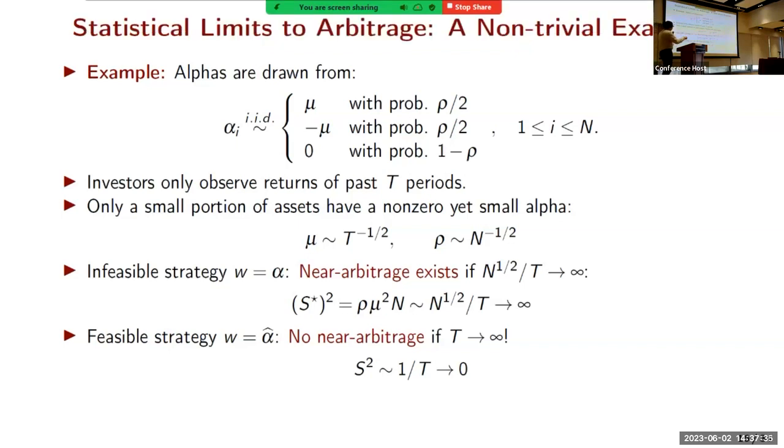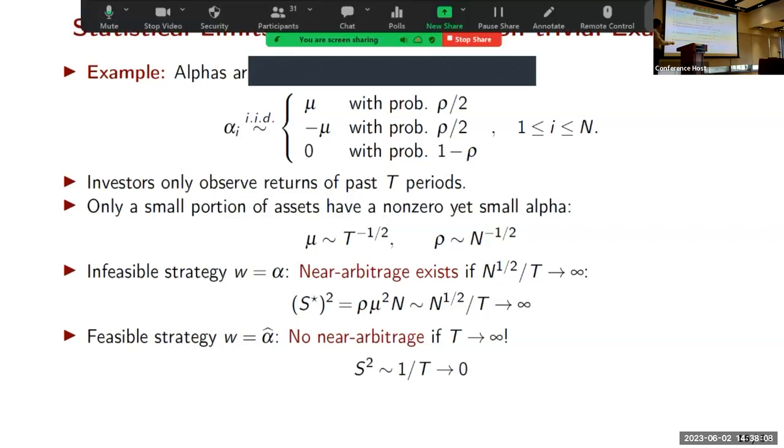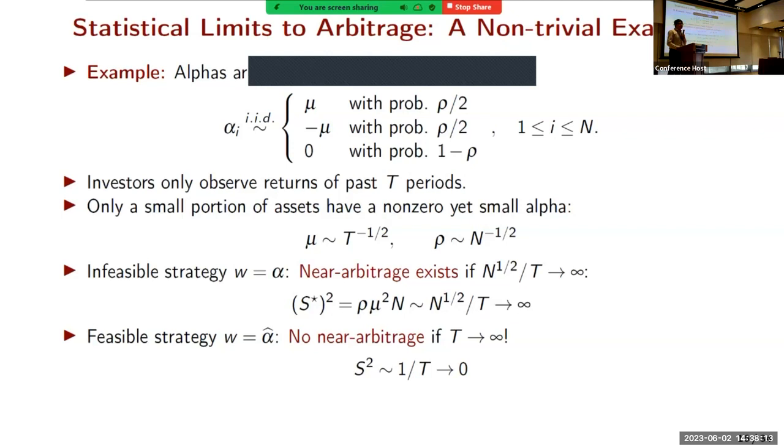All right, so in this economy, if we use an infeasible strategy, W equals alpha, then the infeasible Sharpe ratio goes to infinity if the square root of n over T goes to infinity. In other words, Ross will tell you that in this economy, there is infinite Sharpe ratio for arbitrageurs. There is arbitrage in this economy, infinite. Now, if you calculate the strategy that I showed you a few slides earlier, there is no arbitrage, because the feasible Sharpe ratio goes to 0. So there is an infinite gap between infeasible and feasible Sharpe ratio.